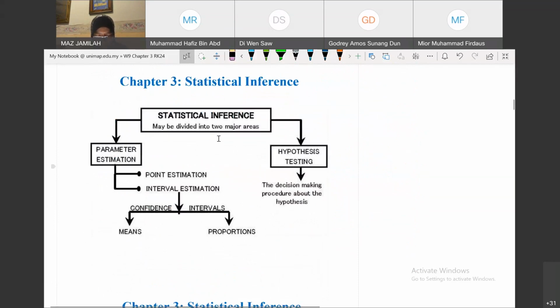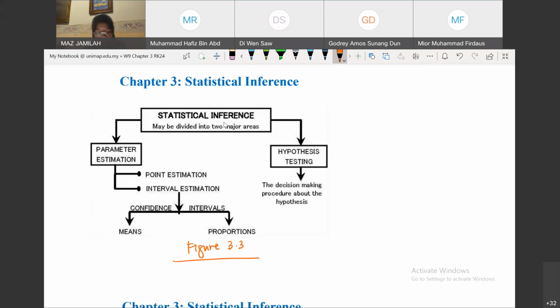Now, talking about statistical inference. If you look at your figure 3.3, I take this from the internet just to give you another perspective of what statistical inference is all about. When we say statistical inference, we are trying to make inference for our population using our sample. So how can we do that?